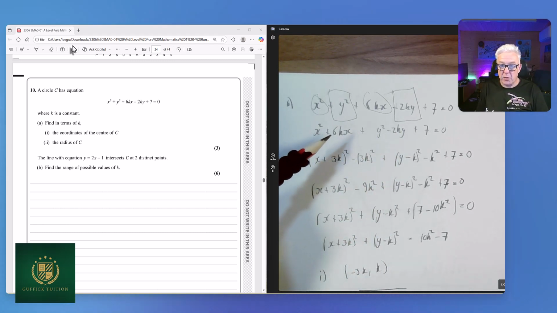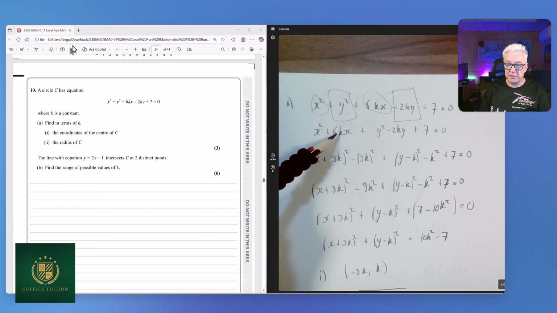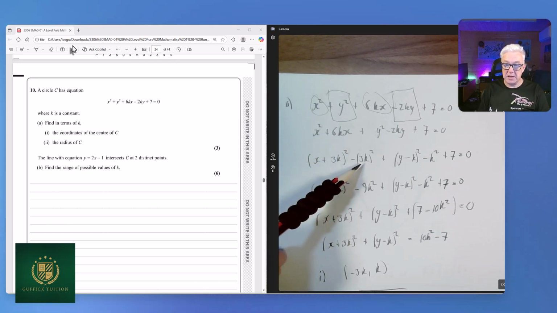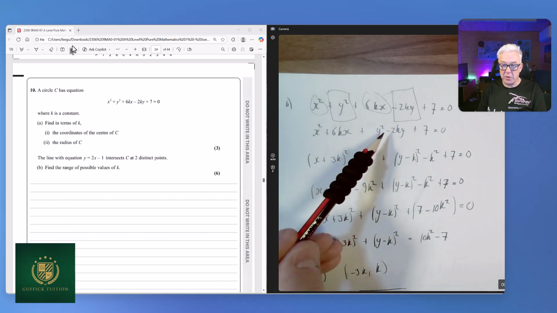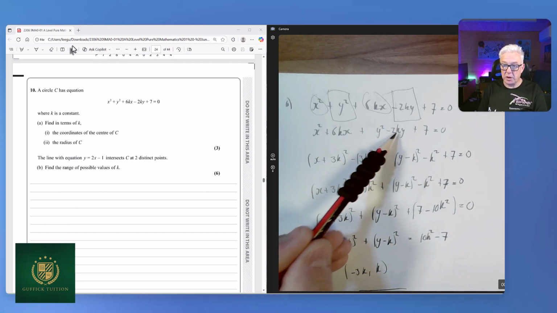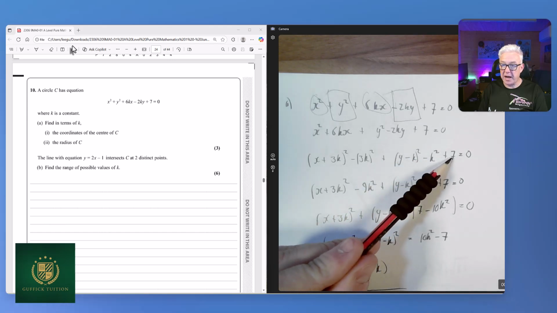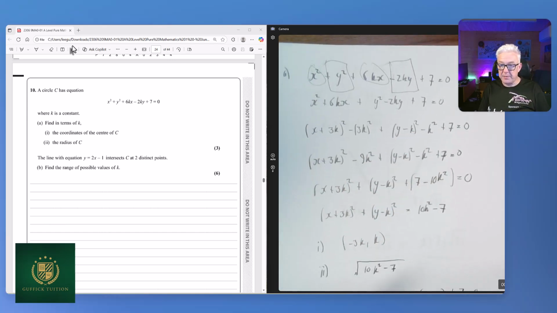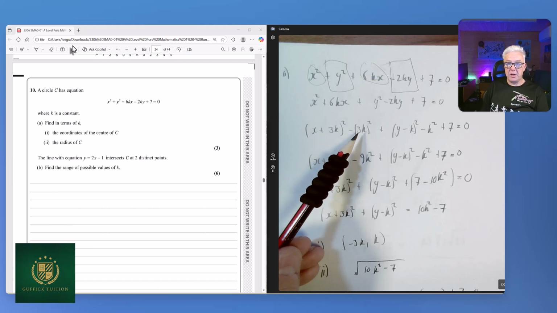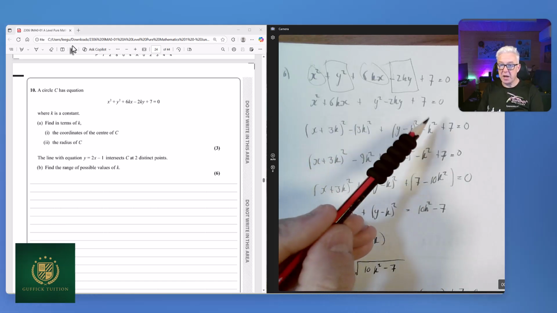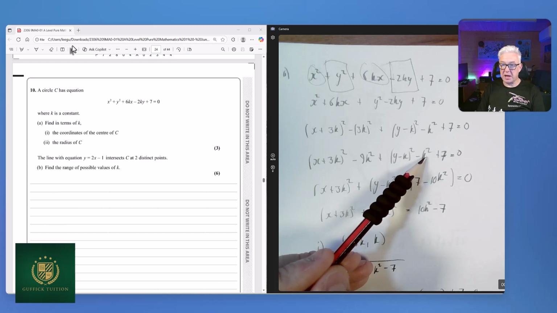Now we're going to halve the coefficient in front of the x, so that goes to 3k. So x add 3k all squared, take away 3k squared. Same with the y, halve the coefficient in front of the y, so y minus k all squared, minus k squared, add 7. The next step is to work out the negatives: minus 3k squared is minus 9k squared, and minus k squared is just minus k squared.